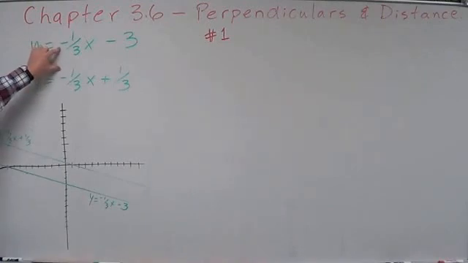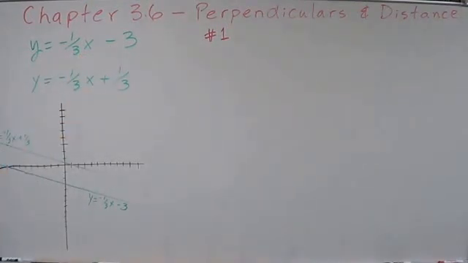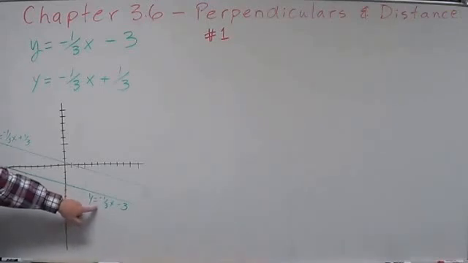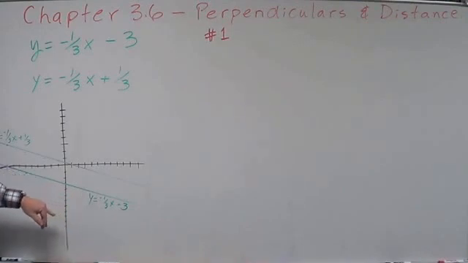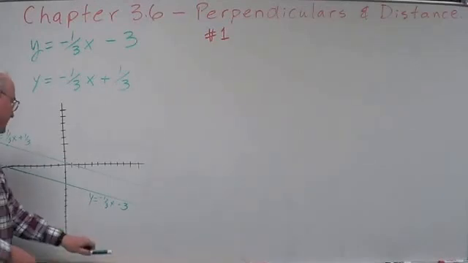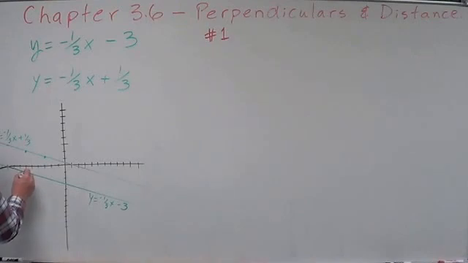They're parallel because they have the same slope. They're not the same line because they have different y-intercepts, so they're going to hit differently. I've attempted to graph these. Here's the equation: y equals negative 1/3 x minus 3. It has a negative 1/3 slope with a y-intercept of negative 3. Here is y equals negative 1/3 x plus 1/3. It comes across at about 1/3. I didn't plot my points exactly right, but you get the idea.